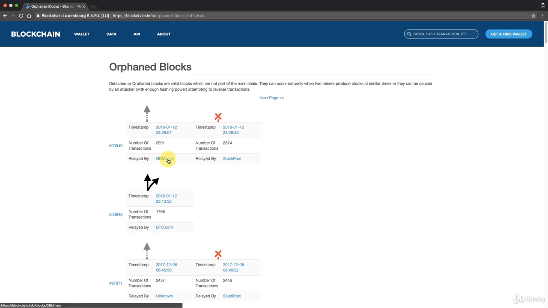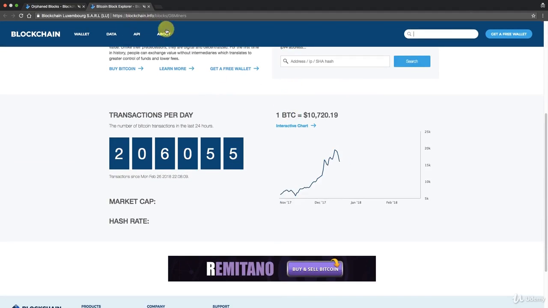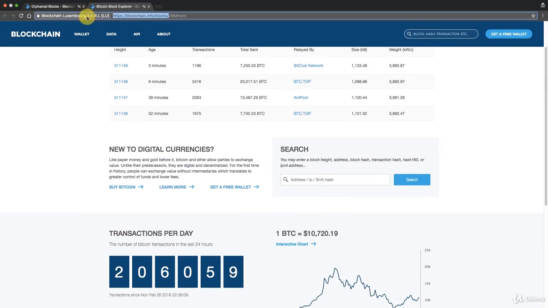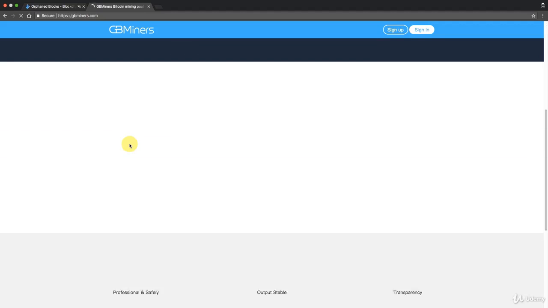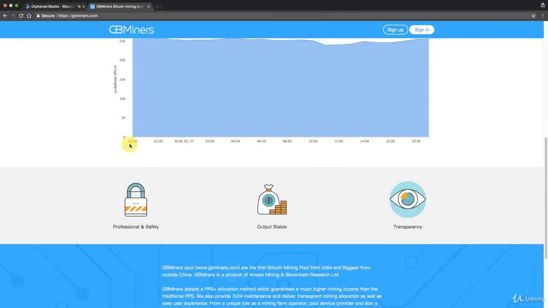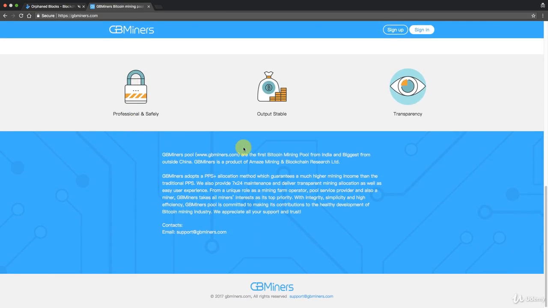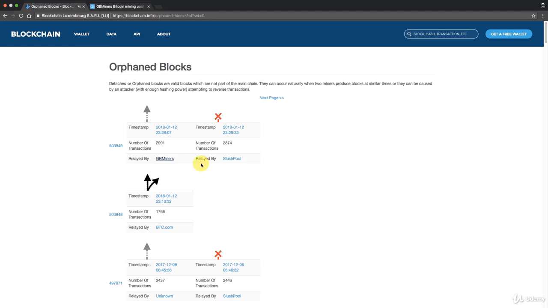Where is GB miners? Can we go to GB miners? No, it doesn't tell us what GB miners is. Doesn't say where GB miners is. Okay, well, we can definitely find out somehow where GB miners is, and it might give us a hint why it took some time to get from here to here. Yeah, and so that's why this can happen.